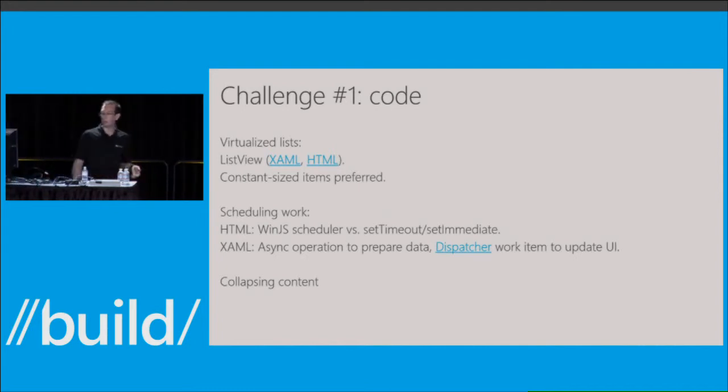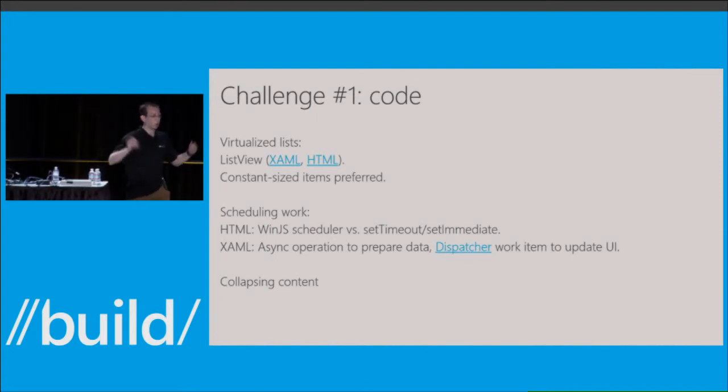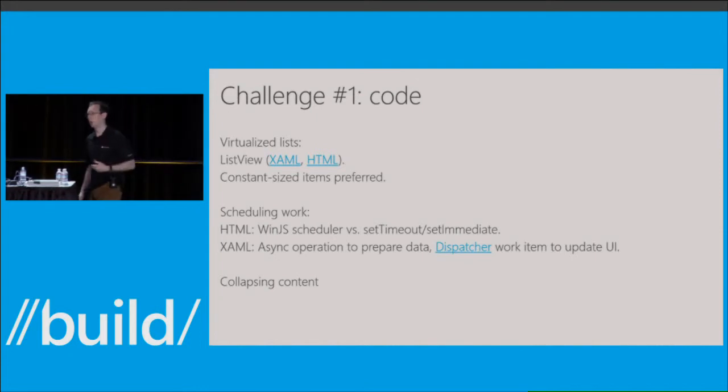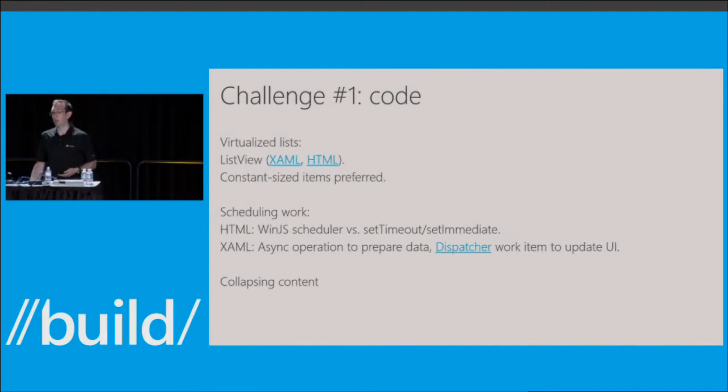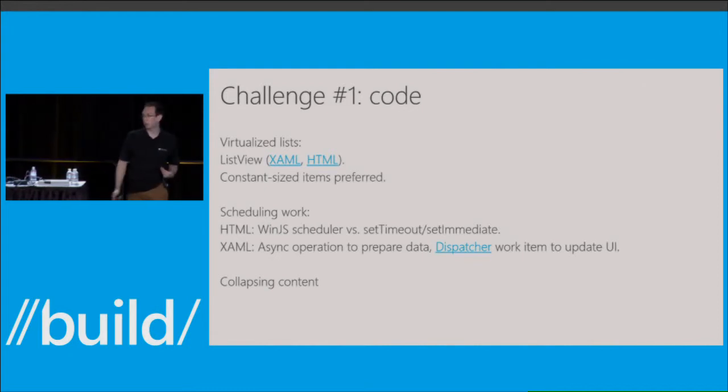For XAML, you can kick off async operations and longer async operations to prepare a bunch of data, then post back to the UI thread. Again, making sure that you're not adding a bunch of UI for those nth pages of content before you've added that UI for the first page.